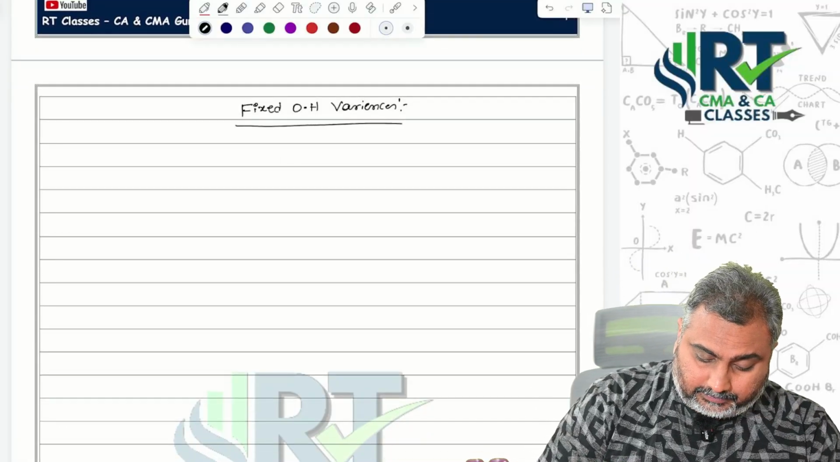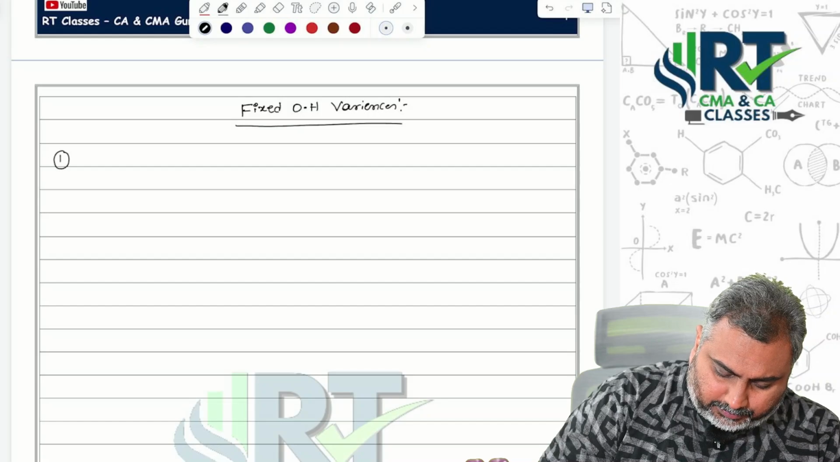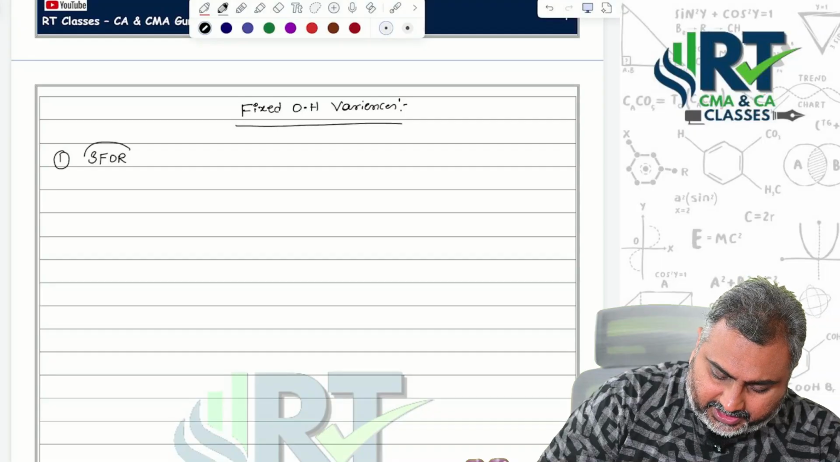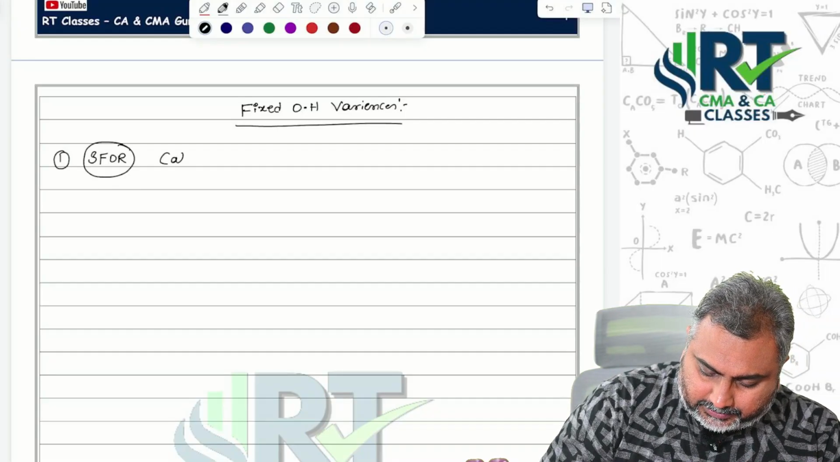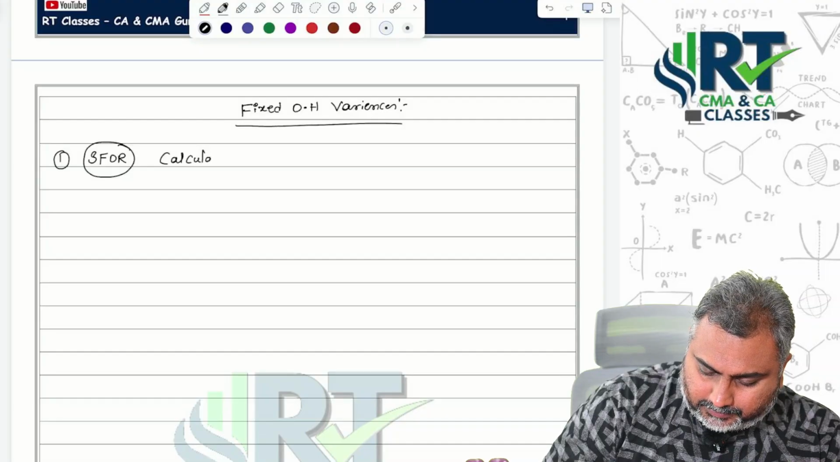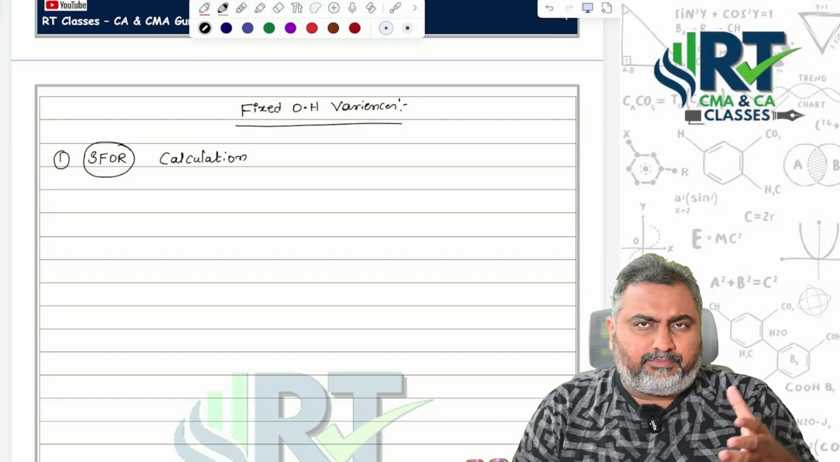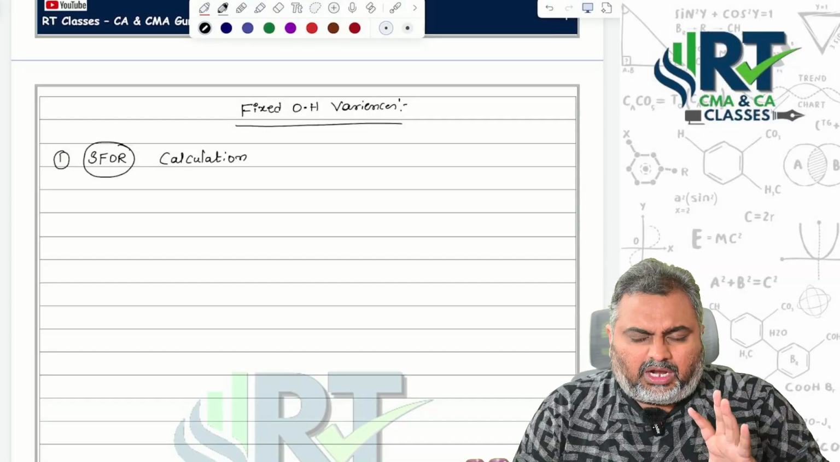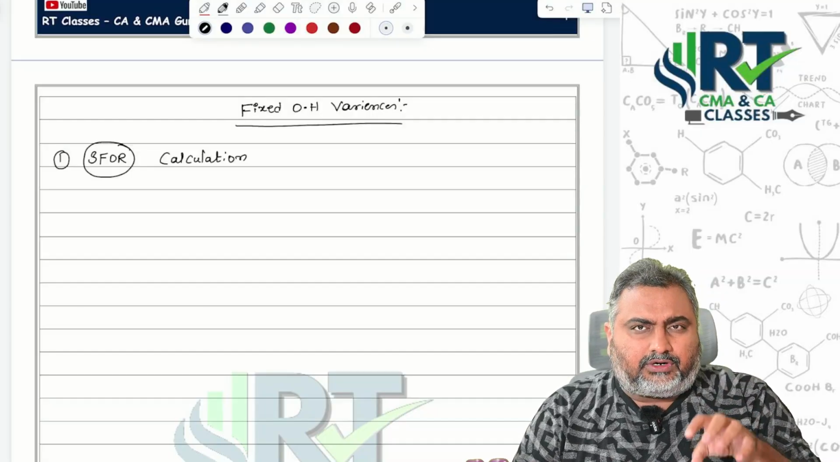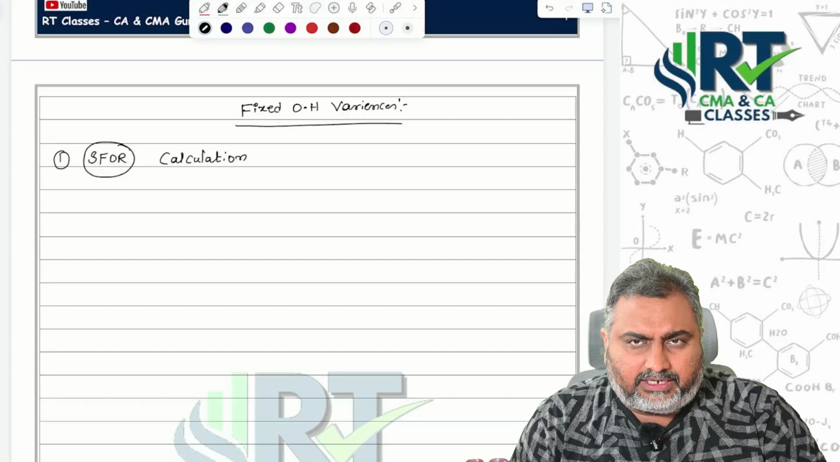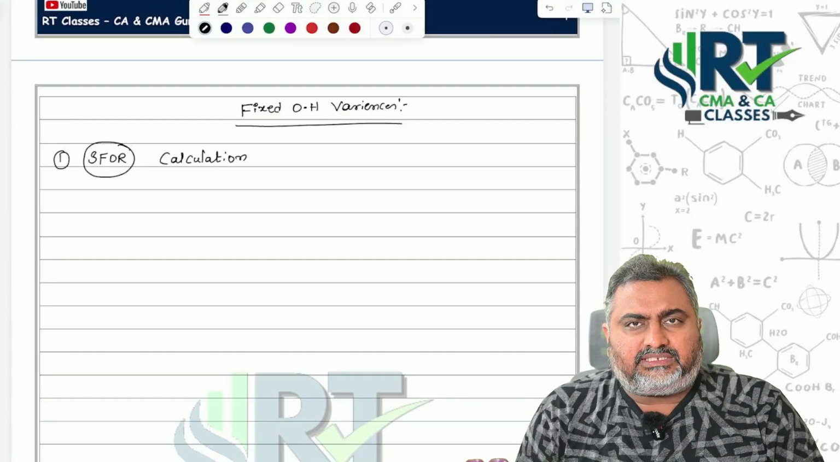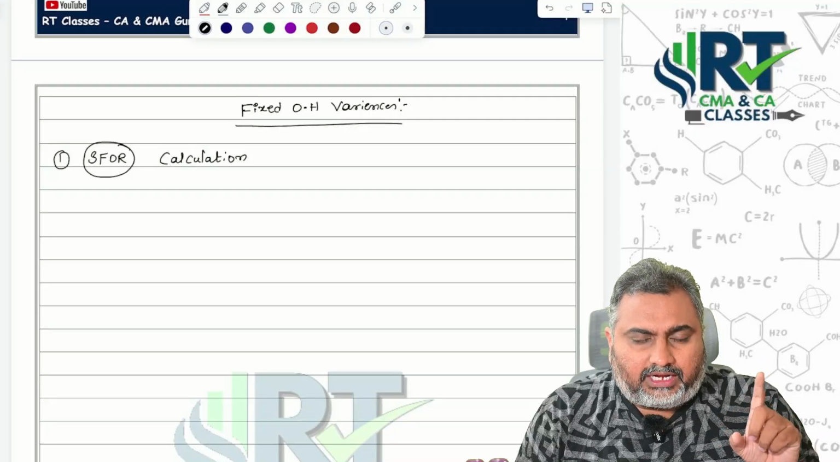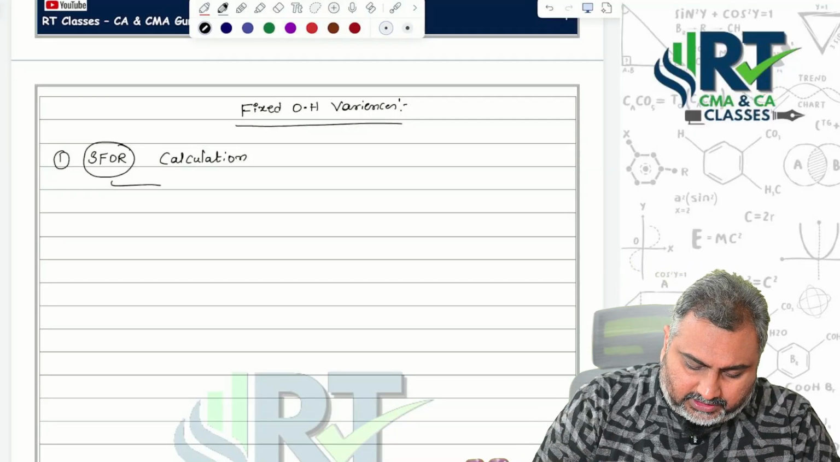So the first step: we are supposed to calculate the standard fixed overhead rate. Our first step is SFOR. Some people, for their convenience, use the word SR only, but for your understanding, I am using the words standard fixed overhead rate. What is meant by SFOR? It means standard fixed overhead rate. How to find this out?